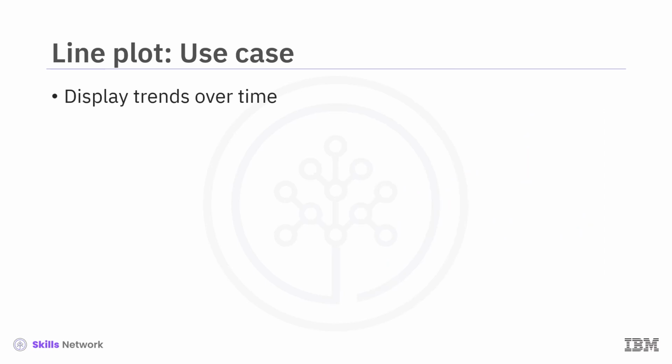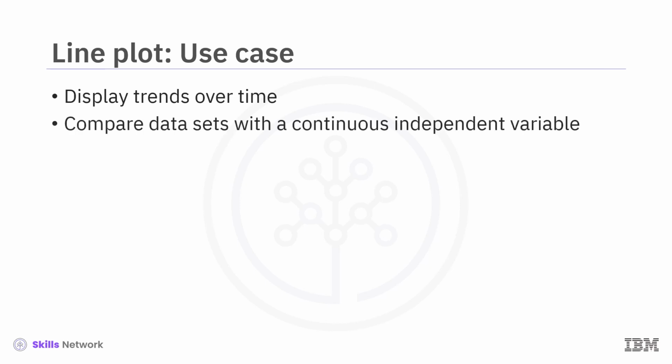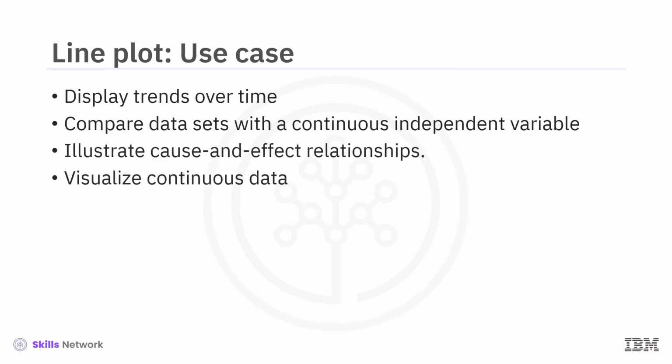Line plots display trends, such as stock market fluctuations or temperature changes over time. They compare data sets with a continuous independent variable, like age or time. Line plots illustrate cause and effect relationships, such as sales revenue changes based on marketing budget. They also visualize continuous data, like height measurements over time.